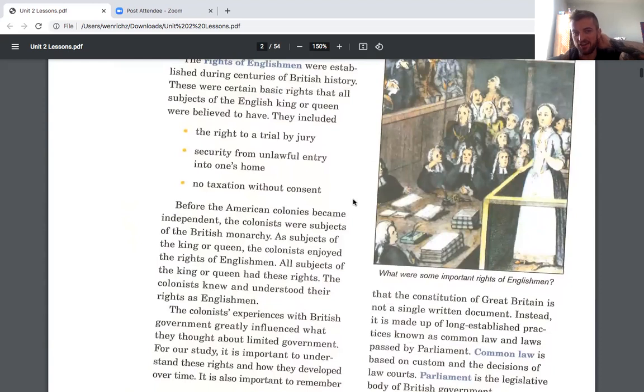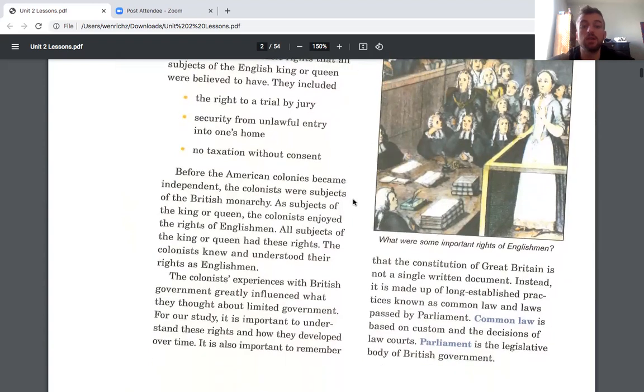Before the American colonies became independent, the colonists were subjects of the British monarchy. As subjects of the king or queen, the colonists enjoyed the rights of Englishmen. All subjects of the king or queen had these rights. The colonists knew and understood their rights as Englishmen.